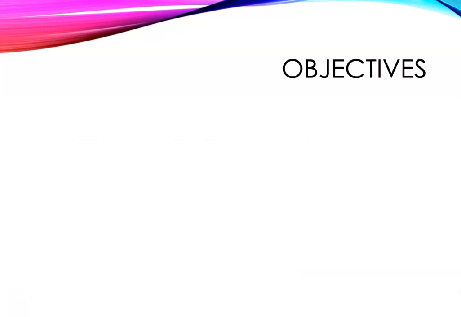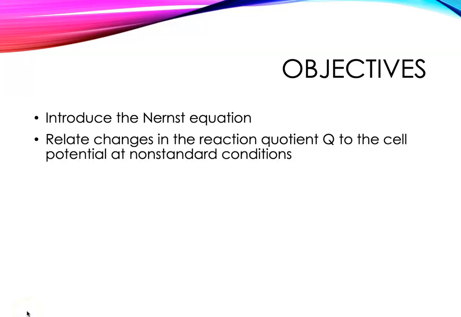Here's what I'd like to accomplish in this webcast. First, I want to introduce the Nernst equation itself. It's a really important expression. And we're going to use the Nernst equation to relate changes in the reaction quotient to the cell potential when we're at non-standard conditions. Then we're going to go and solve a sample problem.